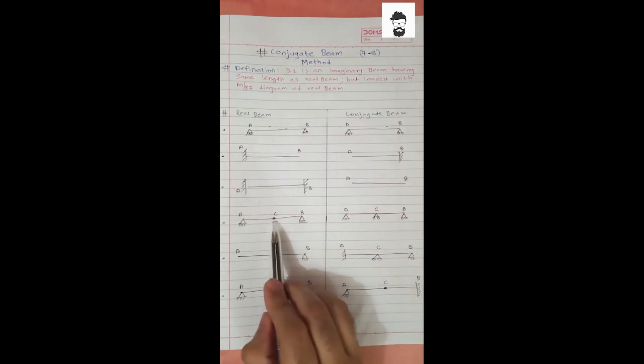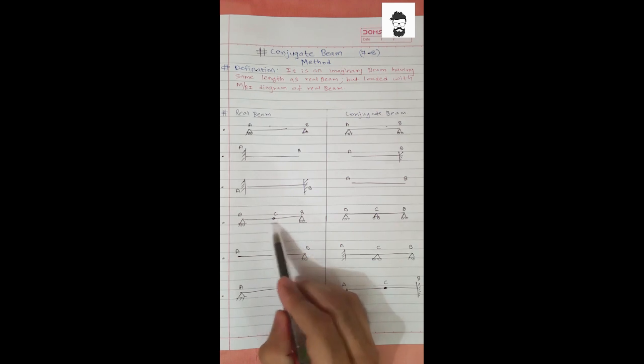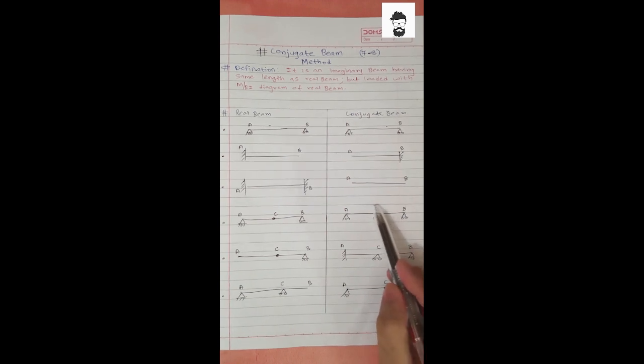But internal hinge, at C there is internal hinge. So what will happen to this internal hinge? It will become intermediate support. This is called intermediate support. And students, intermediate support should always be roller support.